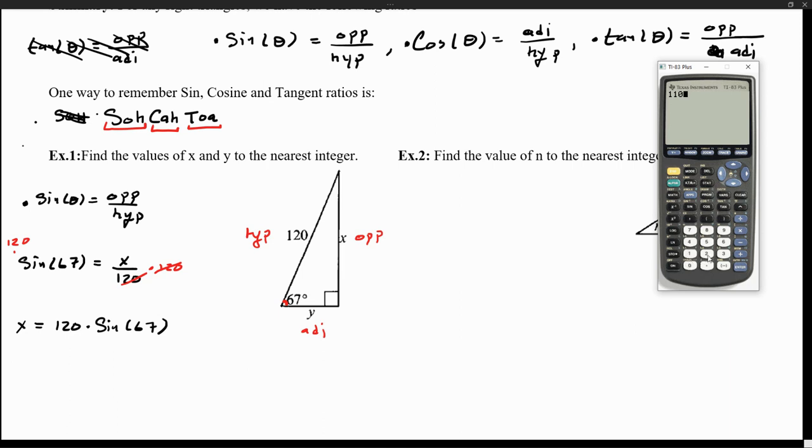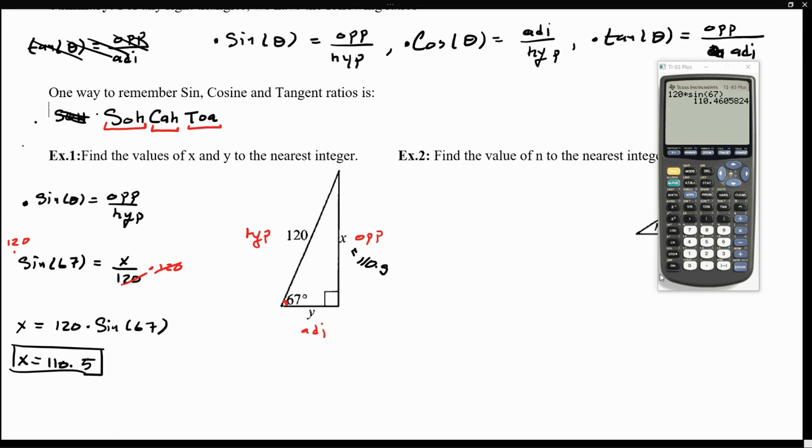Now that it's in degree mode, let's plug in the value: 120 times the sine of 67. In this case, x will have a value of 110, let's keep it to the nearest tenth, 110.5. So x stands for 110.5. Now we want to find y.